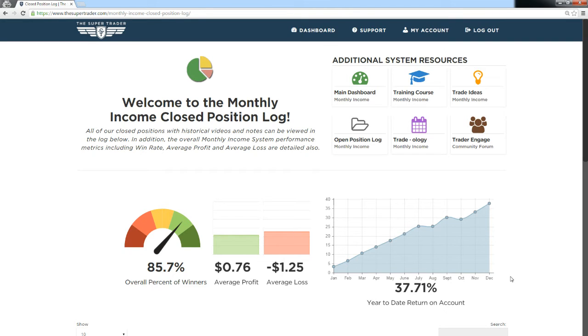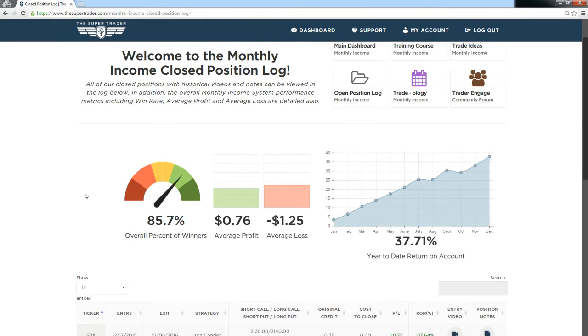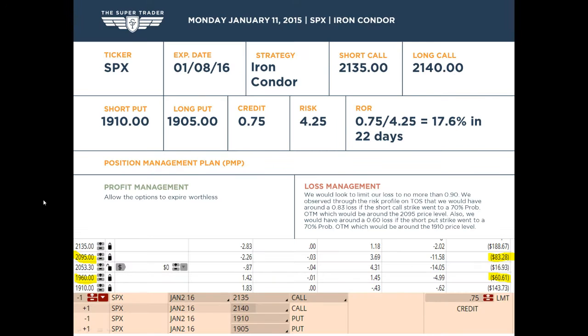As you can see, we had a decent year. We closed up on the year 37.71%, with 85.7% of our positions going in our favor. Last year we had 14 positions that we put on, and 2 of those went against us, and we adjusted those. One of them for a profit, one of them for basically a break even, but all in all, it was a pretty good year. Now, remember, folks, that we structure our short call and our short put at the 90% probability area.